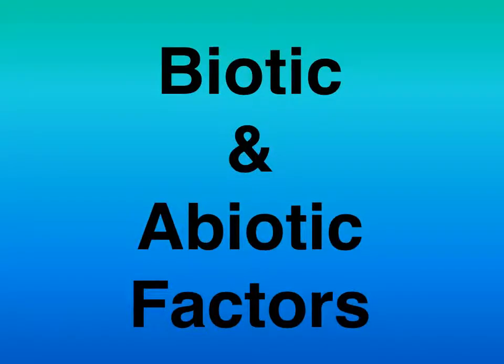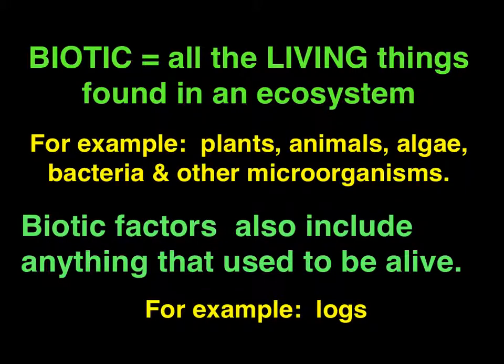Now let's take a closer look at the factors that define an ecosystem. That means biotic and abiotic factors. Biotic factors are all the living things found in an ecosystem. Plants, animals, algae, bacteria, and other microorganisms are examples of biotic factors. The interactions of these organisms, think competition and predation here, are biotic factors too.